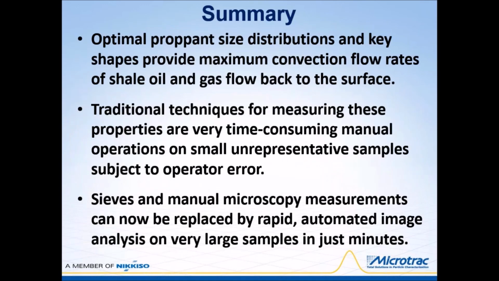In summary, optimal proppant size distributions and key shapes provide maximum convection flow rates of shale oil and gas flow back to the surface. Traditional techniques for measuring these properties are very time-consuming manual operations on small and very unrepresentative samples, subject to operator error. Sieves and manual microscopy measurements can now be replaced by rapid automated image analysis on very large samples in just minutes.